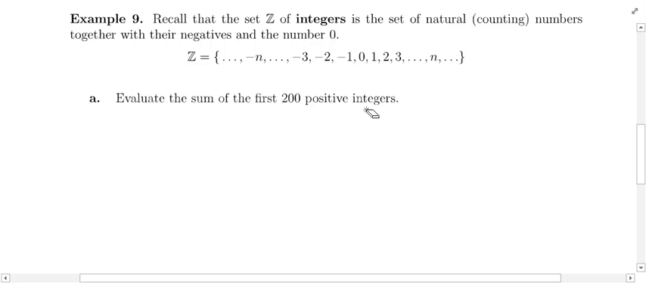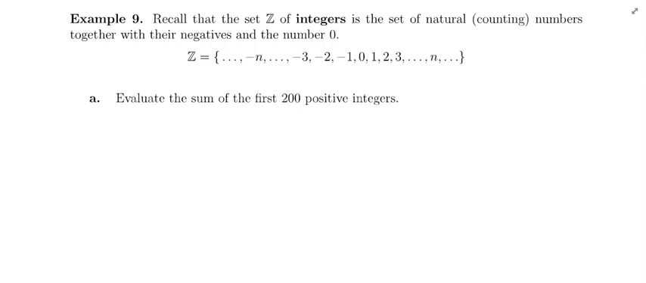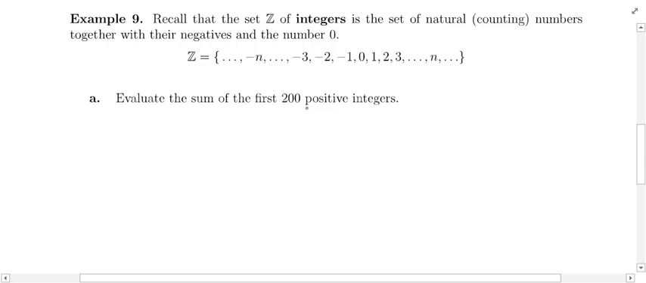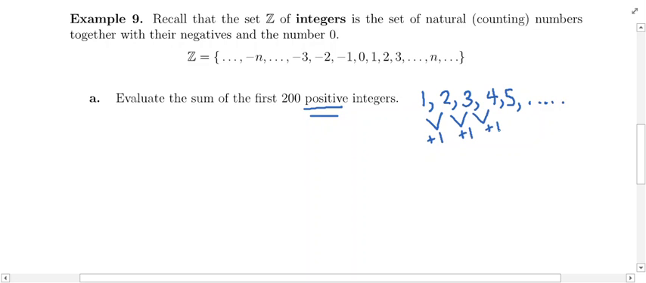Focusing on the integers here, in part A, we are going to evaluate the sum of the first 200 positive integers. To do this, let's write out the first few terms of our sequence. We are adding the first 200 positive integers, so we're going to start with 1. Basically we're adding the first 200 natural numbers. This is our sequence here. It is clearly arithmetic because to go from one term to the next, we add 1. So the common difference here is 1.